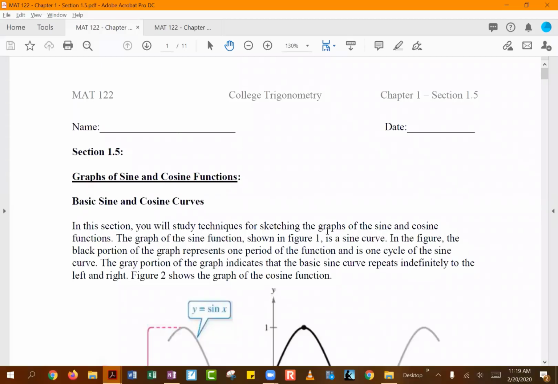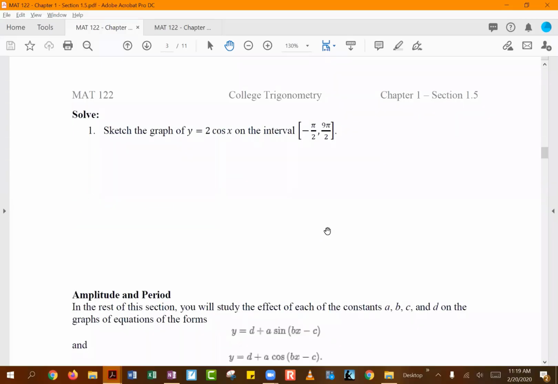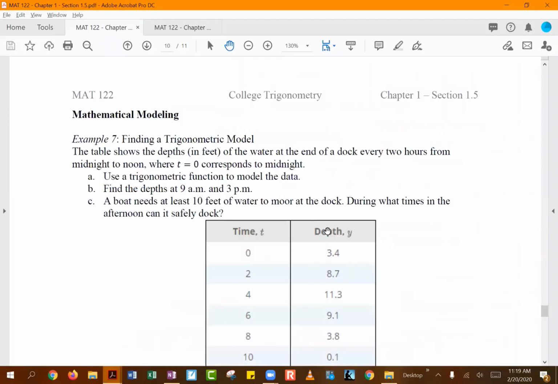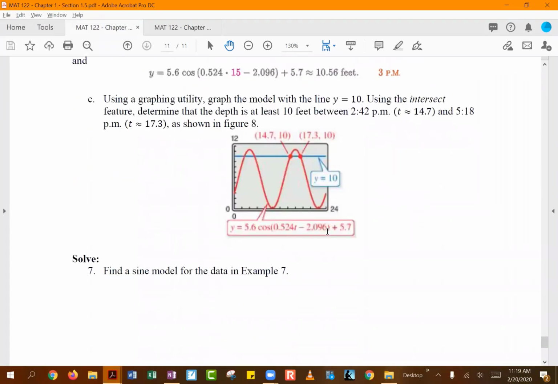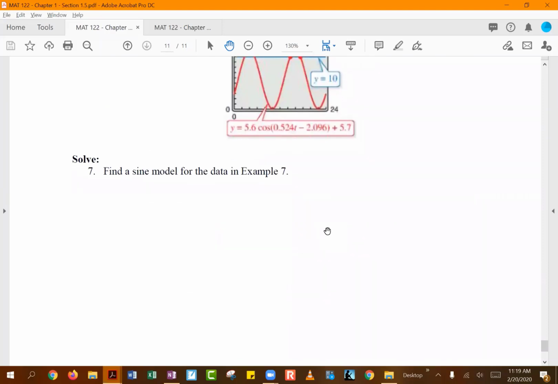Okay, so what did we get for problem 7 as our function? If you're talking about coming up with a sine function, you're basically doing the same thing you did in example 7, which was finding your A, B, C, and D values, right? Okay, so what did we do to find our A value again?